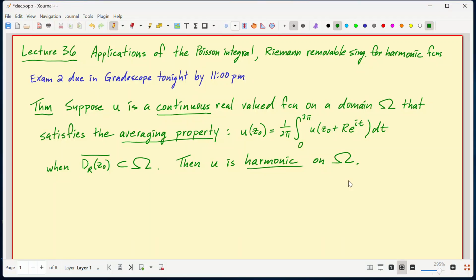Any questions about anything? I do have a question. So, how much work should we show for the one-to-one onto map for the exam? Oh, the conformal mapping?